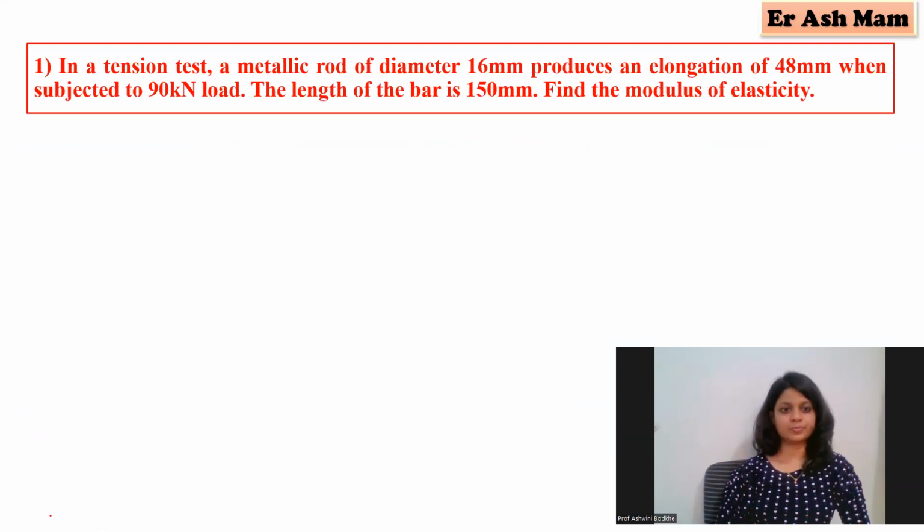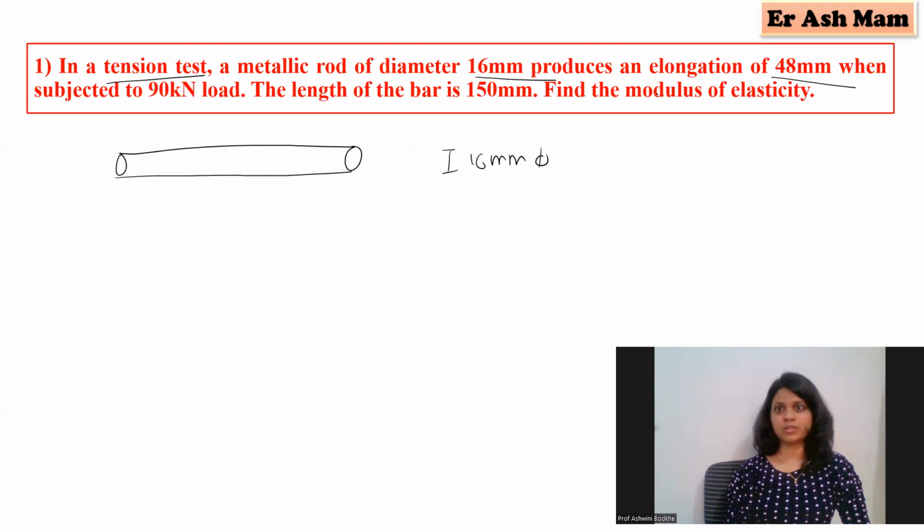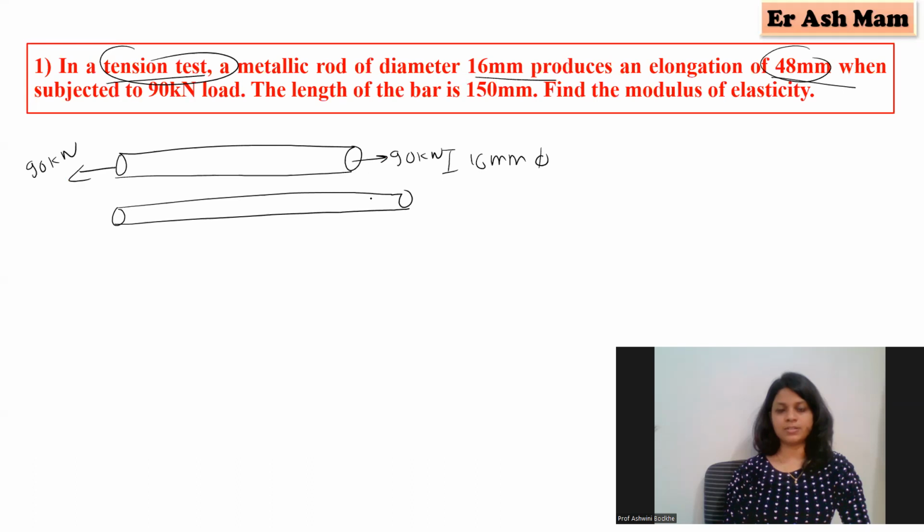First, in a tension test, a metallic rod of diameter 16 mm produces an elongation of 48 mm when subjected to 90 kilonewton load. If it is subjected to 90 kilonewton tension load, then the elongation will be 48 mm. After elongation, the length of the bar will be extended.